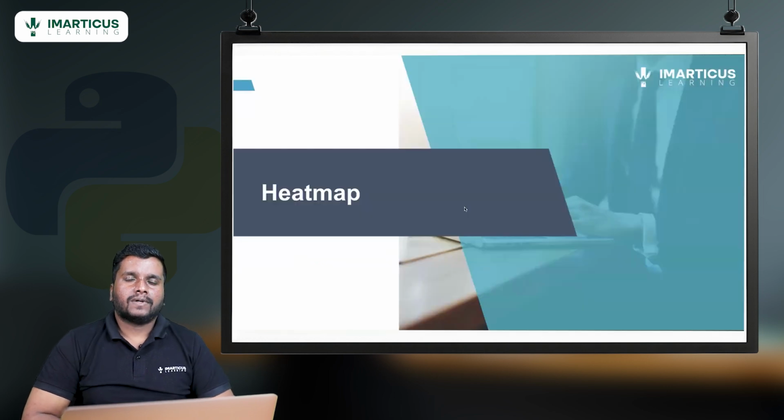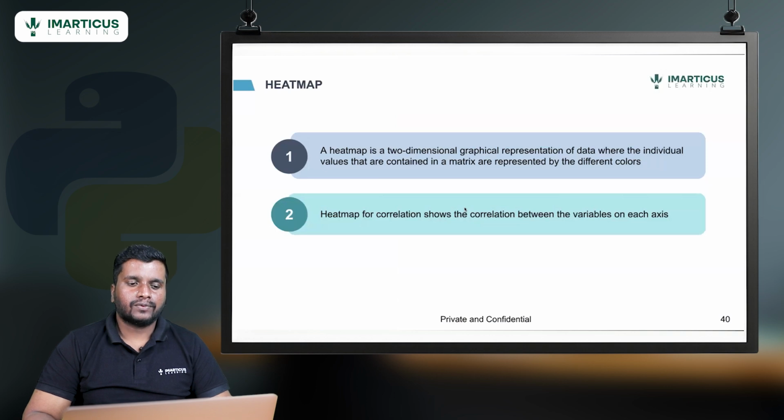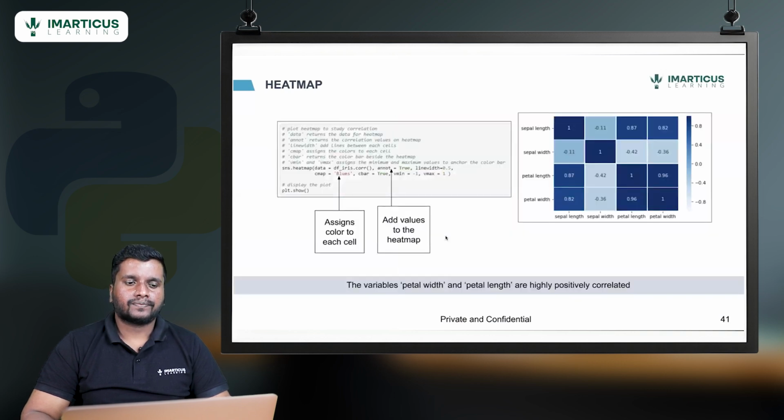Then we have an advanced chart, which is the heat map, to analyze correlation between two data. Heat map is a two-dimensional graphical representation in the form of a tabular graphical structure, representing the relationship in the form of a matrix, where each cell will have a different color based on the amount of correlation it is showing with each other. So heat map is used for correlation analysis between variables on each axis. If you want to analyze correlation between multiple data, you can use heat map.